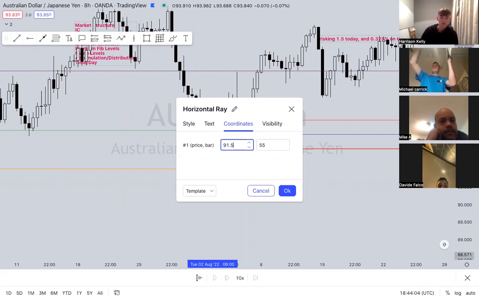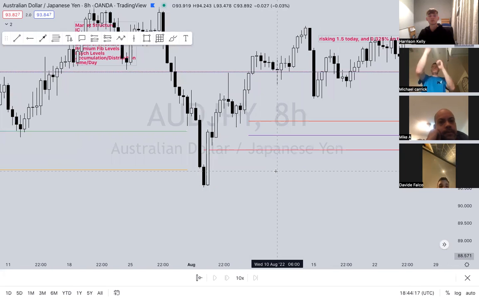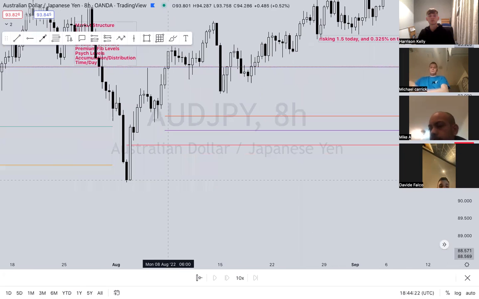So for me, psychological levels are just like a whole number. So that could be like 600, 700, 800. Or if you're on the lower time frames, it could be like a 20 level. Or it could be like 0, 25, 50, 75, 0. But for me, that's a good entry.